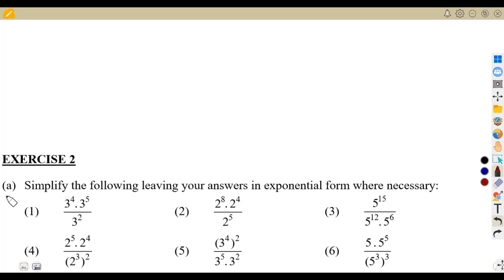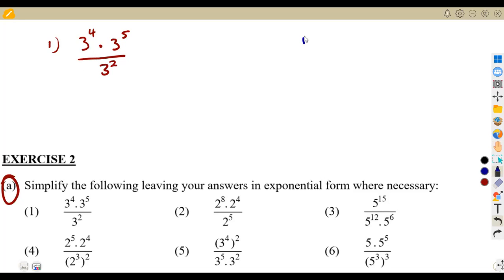So you're going to start first with the first part, which is our A, which is a revision from our grade 9 mathematics. Remember, we talked about this type of question. All right, number one, we are given 3 to the exponent of 4 multiplied by 3 to the exponent of 5 over 3 to the exponent of 2. In these types of questions, we are going to focus on major laws.